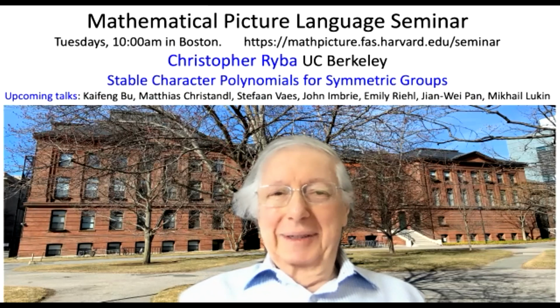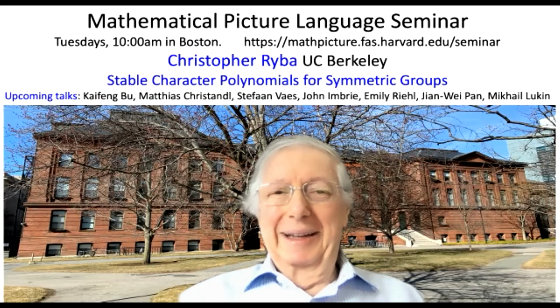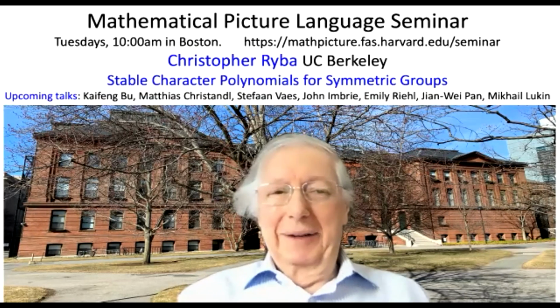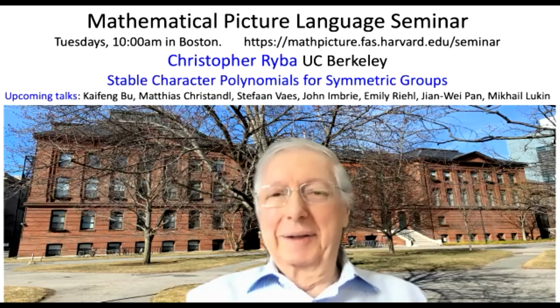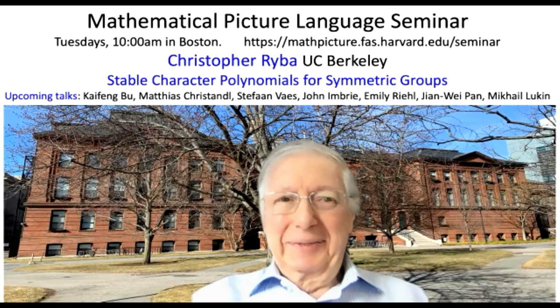Today, we're very happy to have Christopher Ryba. He had been a graduate student at MIT with Pavel Etingof, got his degree recently, and is now at the University of California, Berkeley. He will tell us about stable character polynomials for symmetric groups. Christopher.